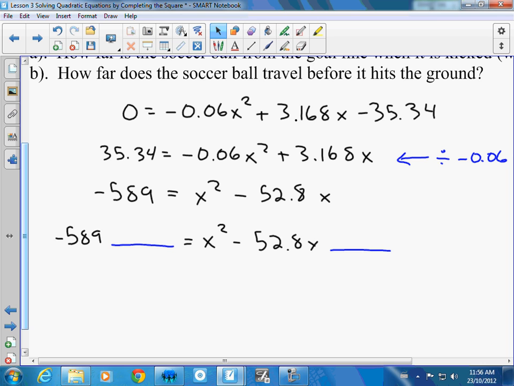Could we change the negative 589 to the other side, but make it equal to 0? No, like the x squared minus 52.8x equals. No, because then it'd be negative. If you move this to the other side, it'd be negative. Oh, I see. You put the equals over on the right. Yeah, you can. But I did this deliberately this way so you can see it slightly differently.